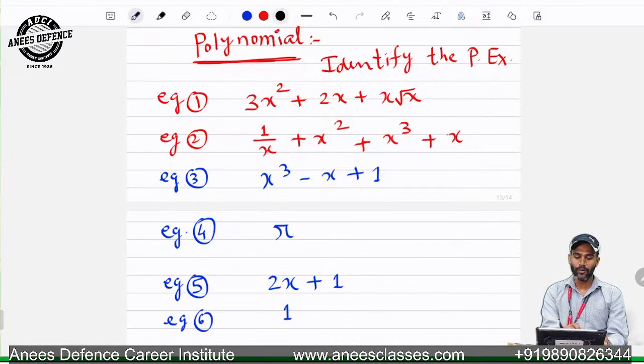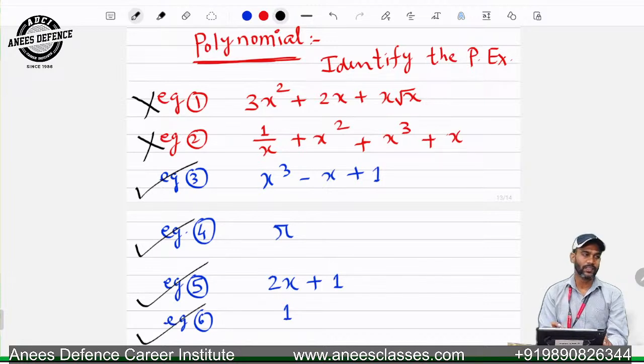First one is not a polynomial expression. Second one is also not a polynomial expression. Third one is a polynomial expression. Fourth one is also a polynomial expression. Fifth one is also a polynomial expression, and sixth one is also a polynomial.